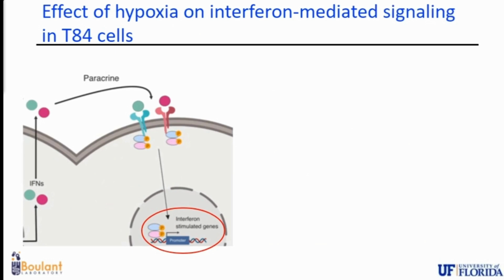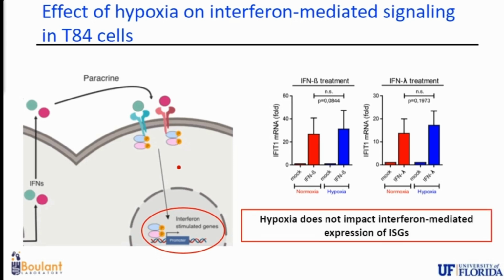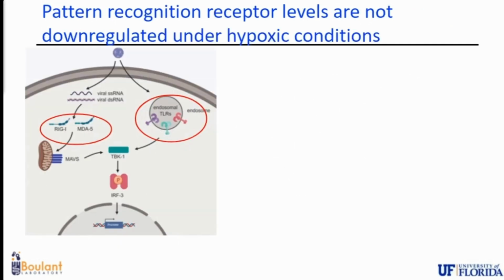To do this, we treated cells with interferon, either type 1, interferon beta, or type 3, interferon lambda, under normoxia and hypoxia, and looked whether we saw a difference. And here, interestingly, we don't see a difference between normoxia and hypoxia, telling us that hypoxia does not impact interferon-mediated expression of ISGs, so it does not impact the signaling downstream of the receptor. So it suggests that hypoxia is impacting something in terms of sensing of the virus or signaling downstream of the virus or the pathogen.